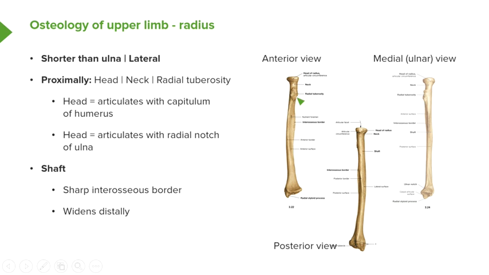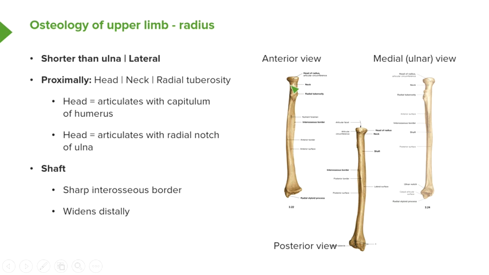Proximally, we've got some details I'd like to talk about. We've got the head of the radius, and that is going to articulate with the capitulum of the humerus. But importantly, the head also articulates with the radial notch of the ulna. And these two bony features, articulations with the capitulum and with the radial notch, allow a complex arrangement of movement.